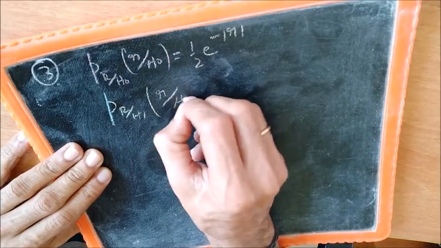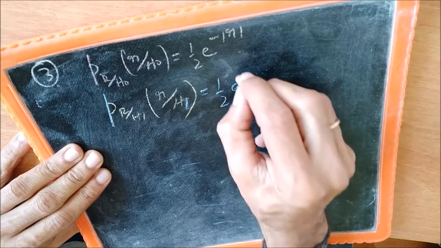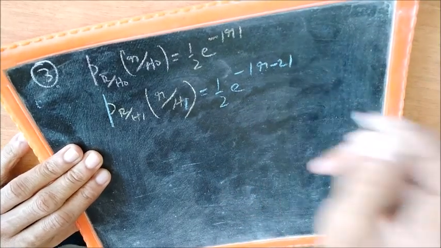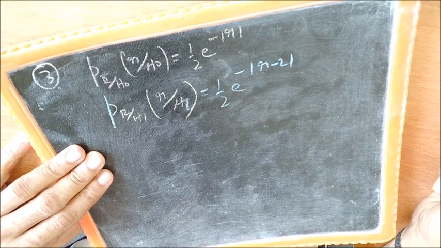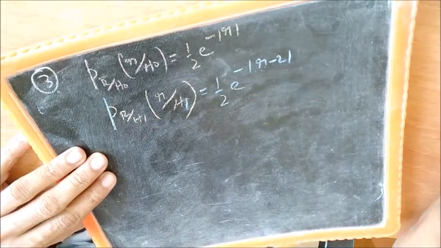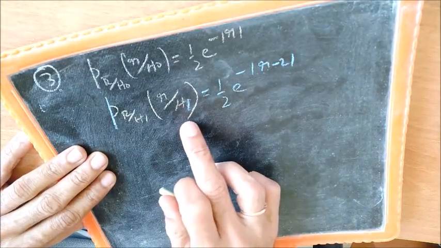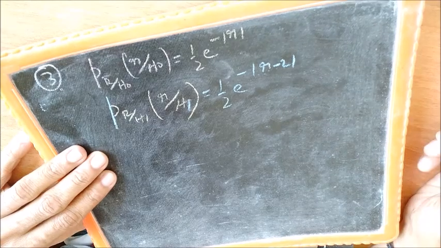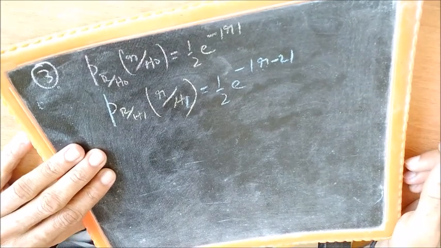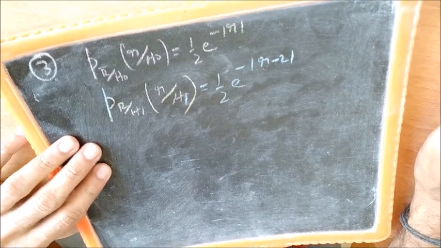P(R|H1) is also double exponential, but it is shifted to the right by 2 units. So when H0 is the true hypothesis, the received random variable has this distribution, and when H1 is the true hypothesis, the received random variable has this distribution. And we are supposed to obtain the ROC, the receiver operating characteristics, in this particular case.